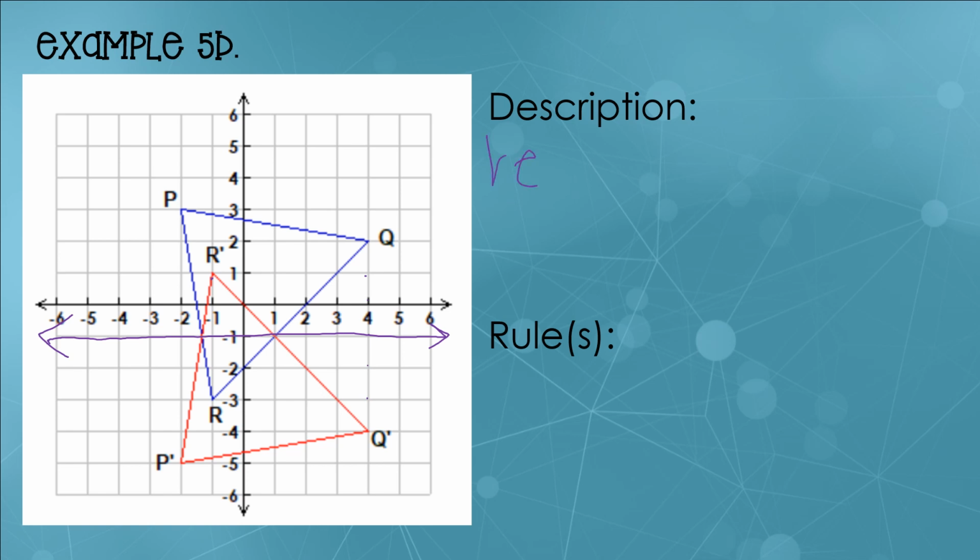So that is a reflection over y equals -1. There is no coordinate notation, so just your shorthand notation, r with a subscript of y equals -1.